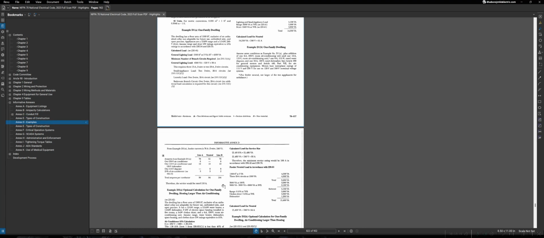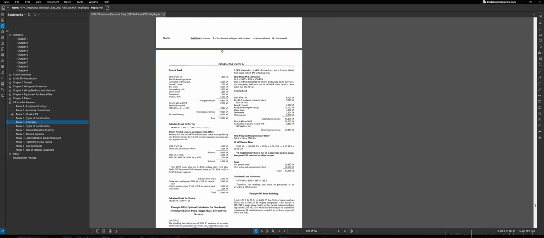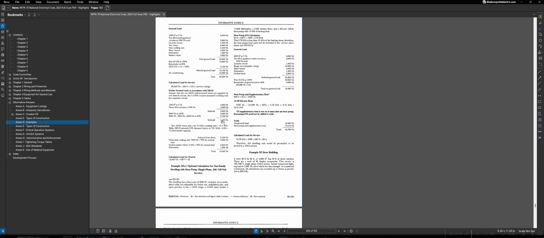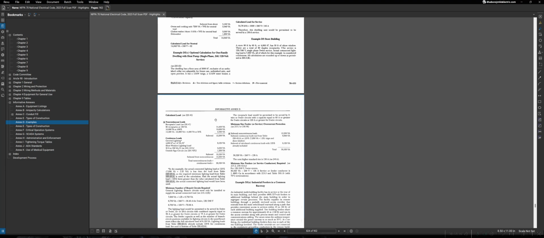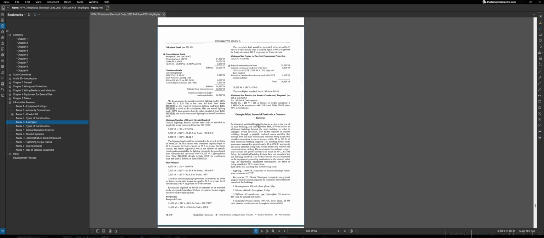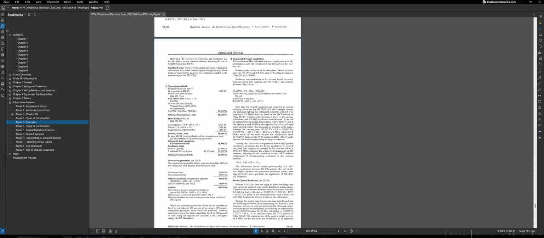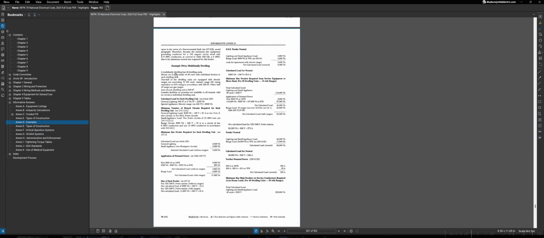Annex D provides examples of a variety of different types of calculations. For instance, you can see here, if we move on down, industrial feeders in a common raceway, how to do that type of calculation, examples of multifamily dwelling calculations. Again, the majority of the types of calculations you would do in the NEC are covered here in the informative Annex D examples. However, it can be a little bit hard to follow along with some of them if you don't have precursor information of what it is that they're talking about.